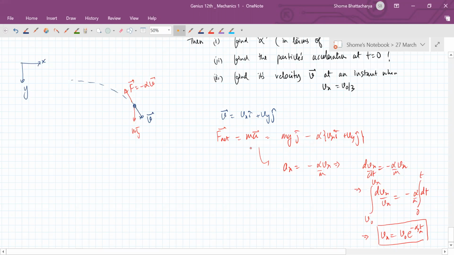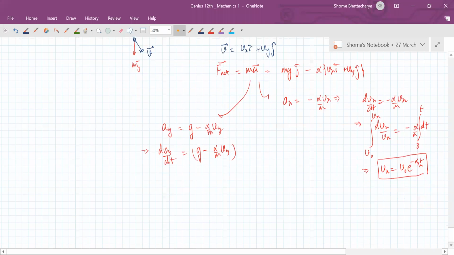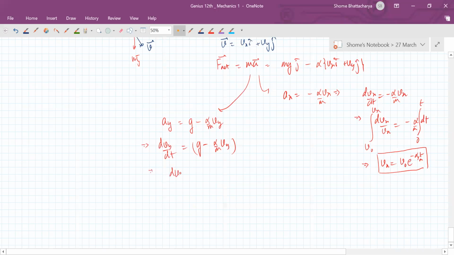Whereas the y component of acceleration, now that is the more interesting thing. That is g minus alpha by m Vy. So dVy by dt is g minus alpha by m Vy. From your experience in solving differential equations, RC circuits, terminal velocity and viscosity and all this kind of thing should be very familiar to you.